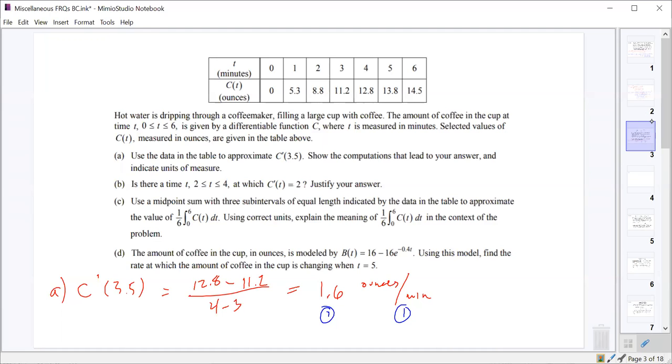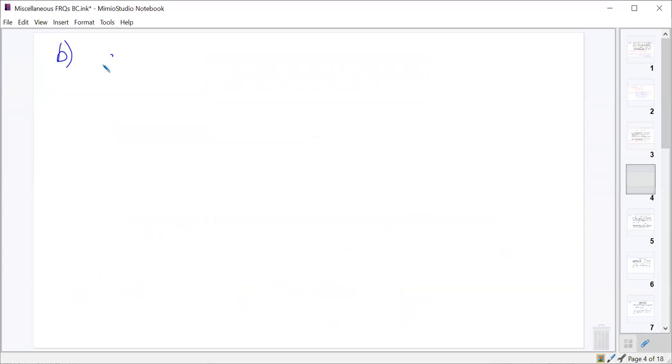If we're asking for values of C, if there's ever a time when C prime equals a specific value, what we want to do is look at the average rate of change between 2 and 4 and see if it is equal to 2. And if it is, then by the mean value theorem, since this is a continuous differentiable function, there must be a place on that interval where the average rate of change is equal to the instantaneous rate of change. So we'll do C of 4 minus C of 2 over 4 minus 2.